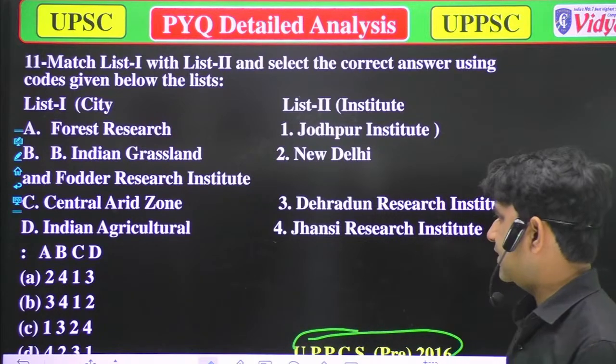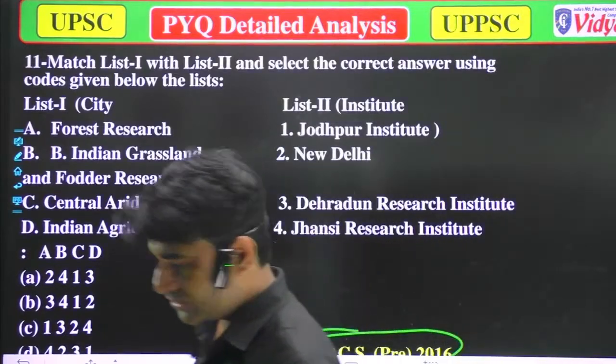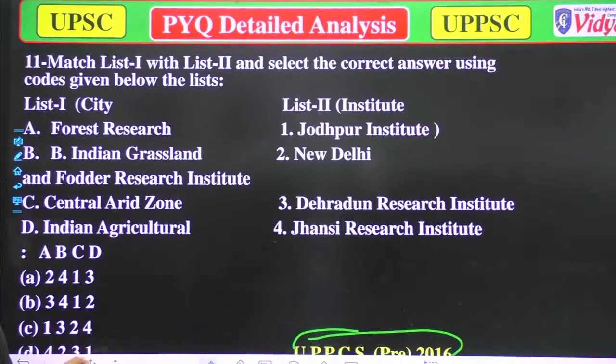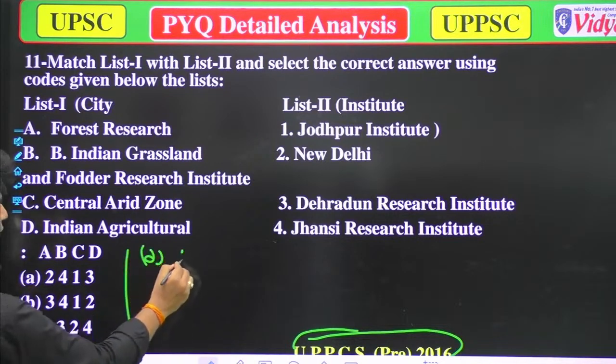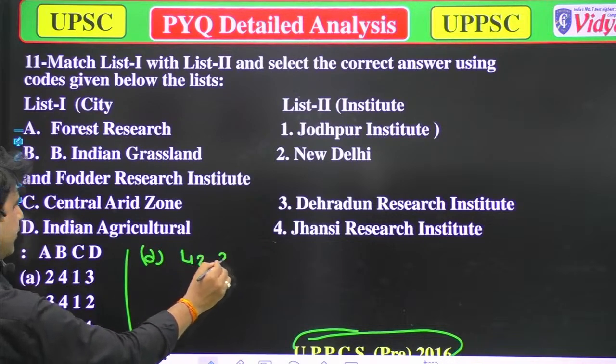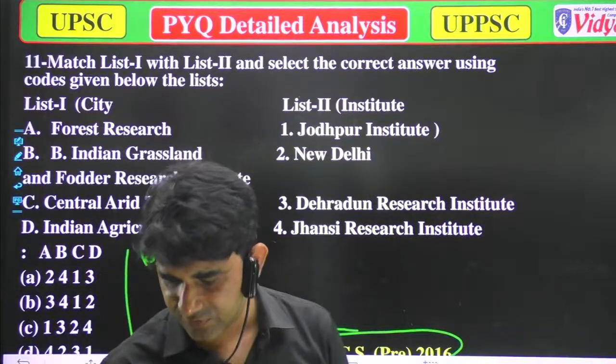That question was asked in UPPSC 2016, and I think the question is not visible. So I'm writing option 4 on that side. Option D is 4 2 3 1. I think now it's visible.